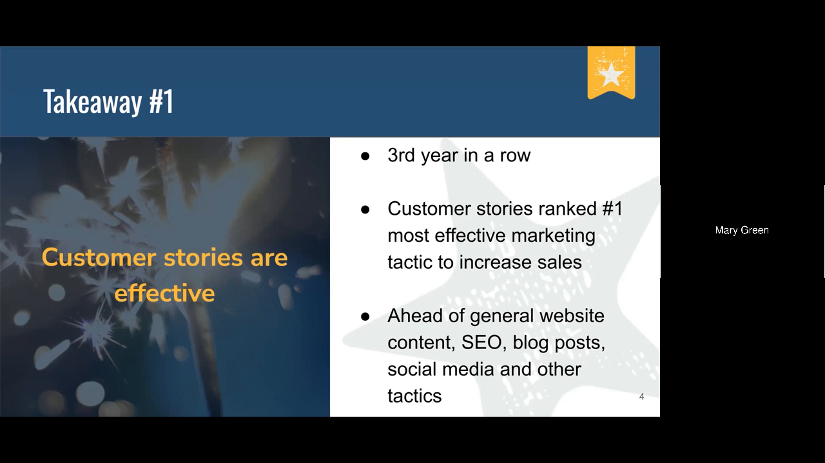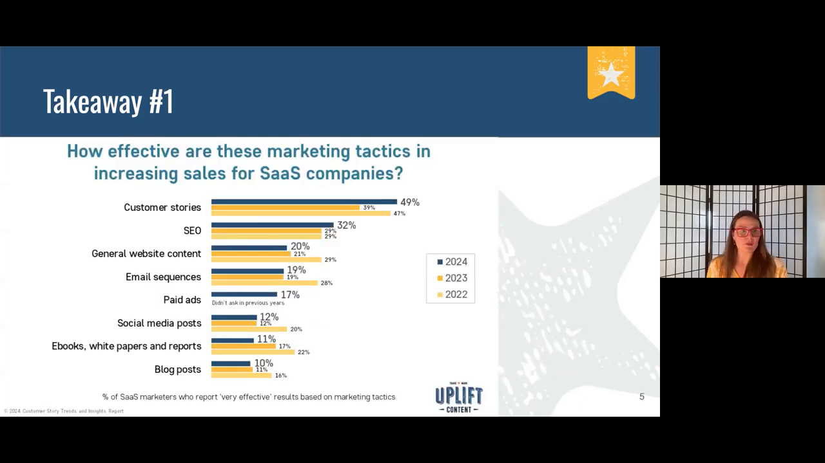I have a little slide that I want to show you. So these were the different things that we asked people to rank. So blog posts were down near the bottom. We've got ebooks, white papers, social media, paid ads, email, general website content, SEO, and then customer stories up here at the top. Next year, what I want to do is have survey respondents rank some of the different customer advocacy activities. I think that would also be very interesting to see.